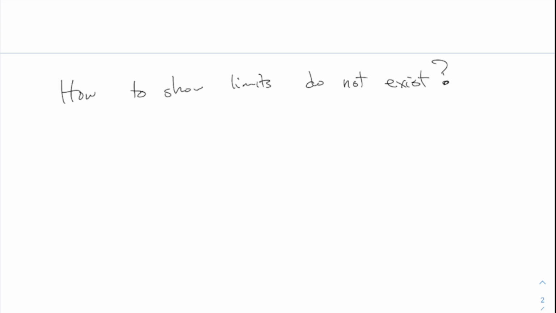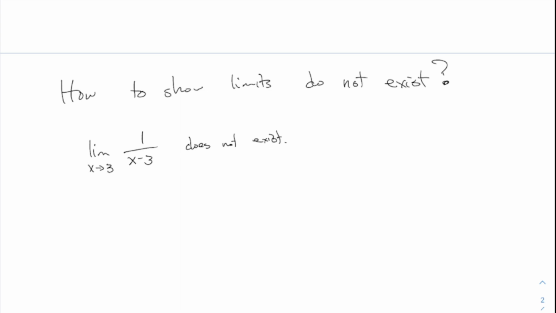For example, here is an example of a limit which does not exist. Lim as x goes to 3 of 1 over x minus 3. This does not exist. Everybody knows that. How would you demonstrate that? Actually, using the definition of limit with the epsilon and the delta, this is actually quite difficult to do. It's just a real pain to demonstrate. So this does not exist.